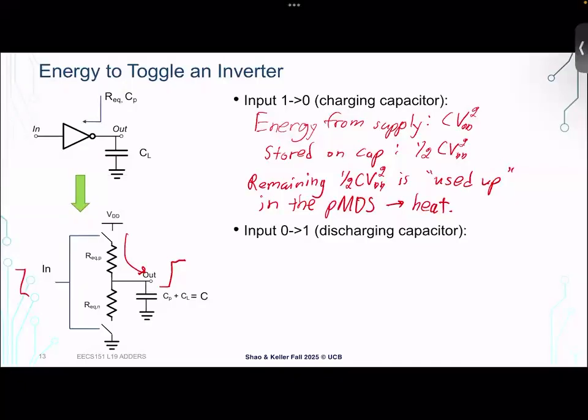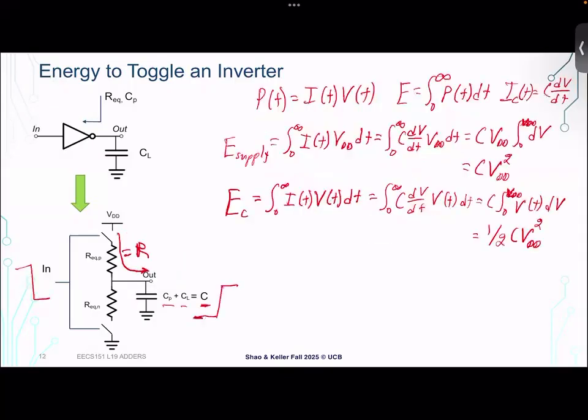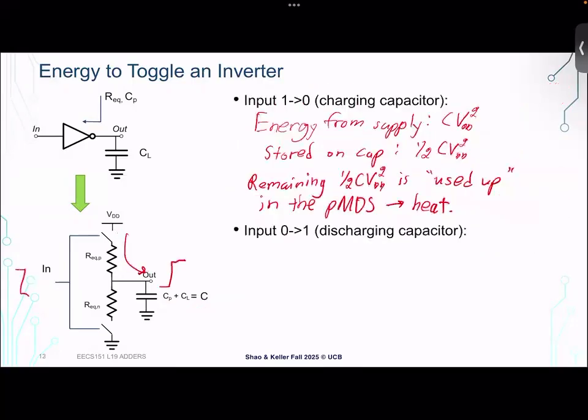Yes. So in the previous slide, how did you go from 0 to VDD of V dV to 1/2 CVDD squared? How did you do that integral from 0 to VDD? Yeah, so recall from calculus that the integral of x dx is just 1/2 x squared. Yeah, so it's just exactly that. Sort of the very first integral that you might learn in your calculus course.